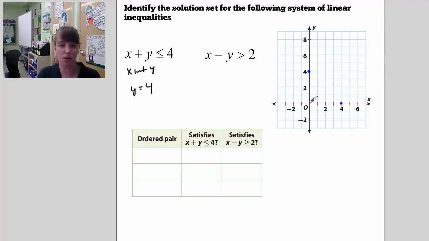Let's graph the boundary line first. The boundary line is going to be solid because it has an equal to symbol. So I'm going to have this solid line from these 2 points right here, make it as long as I can, going through these 2 points, and arrowheads. So here are the 2 points.